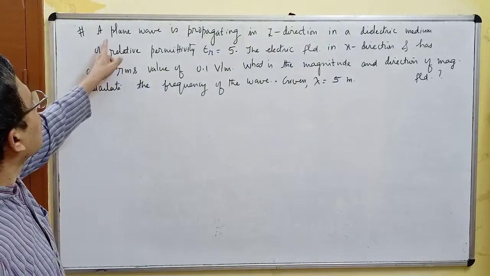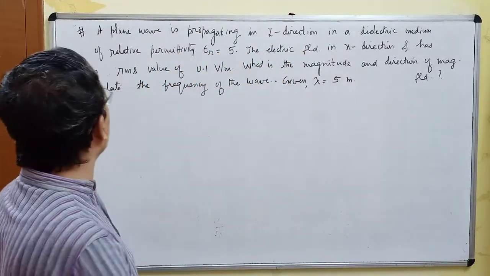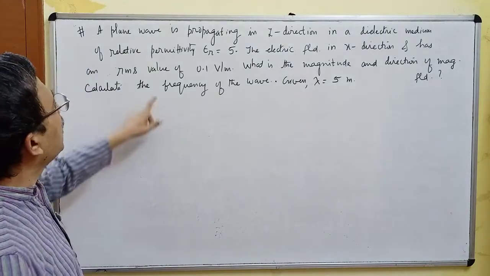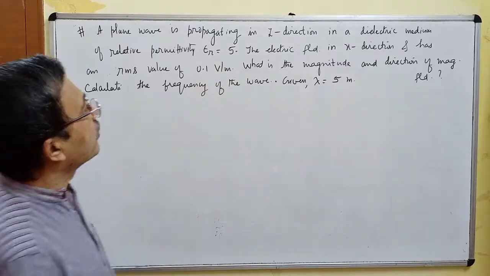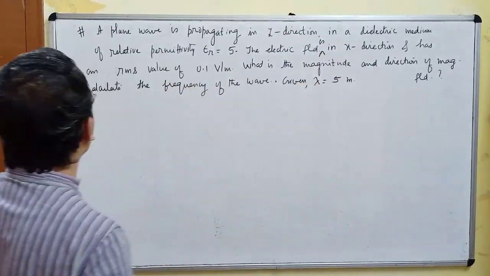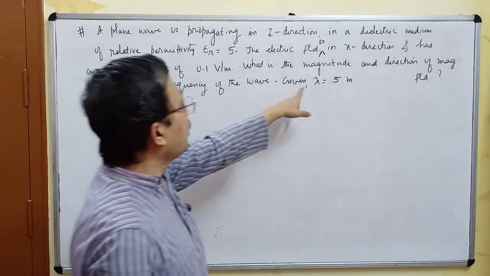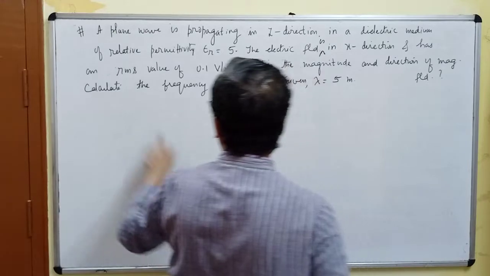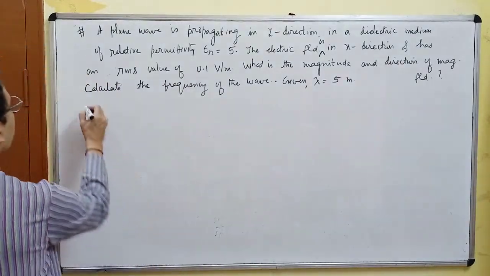Next problem. A plane wave is propagating in z direction in a dielectric medium of relative permittivity epsilon r equal to 5. The electric field is in x direction and has an RMS value of 0.1 volts per meter. What is the magnitude and direction of the magnetic field? Calculate the frequency of the wave given lambda is equal to 5 meters.